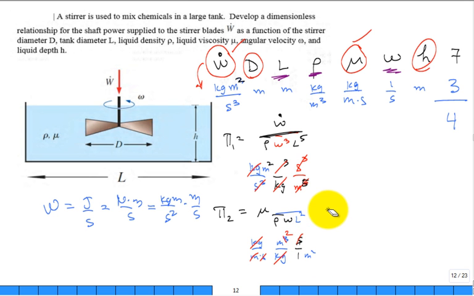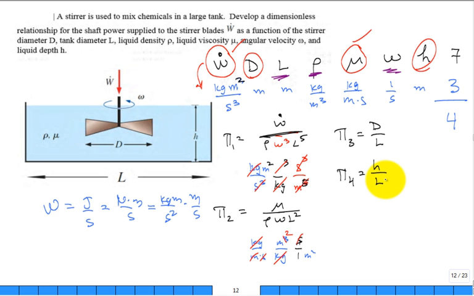So my second pi group, to clean it up, is mu over rho omega L squared. That looks like the inverse of a Reynolds number. I anticipated that. The other pi groups, pi 3 is easy. D divided by L. And the fourth pi group is H divided by L.